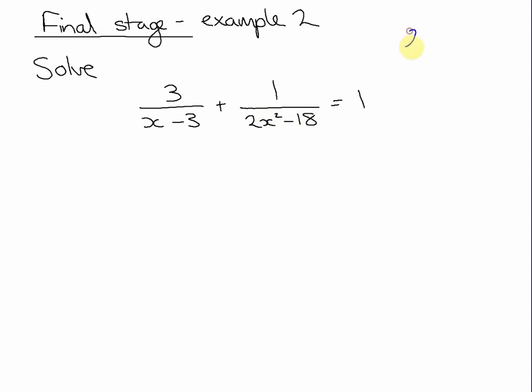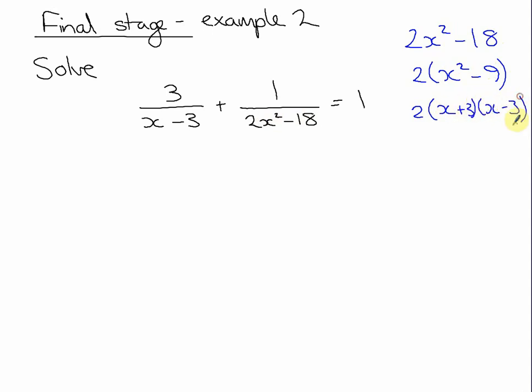The first rule with factorising is, is there a highest common factor? And yes, there is. Now you should be able to see that and realise it's now dots in disguise. Okay, so that is the denominator here. So we've got 1 over 2 lots of x plus 3, x minus 3. I'm just going to rewrite this as well.